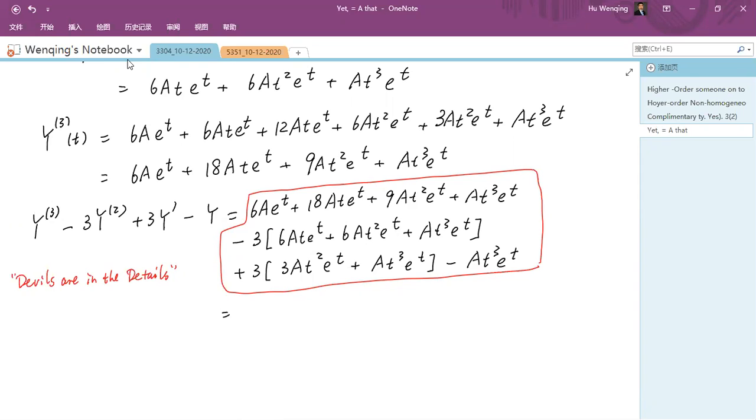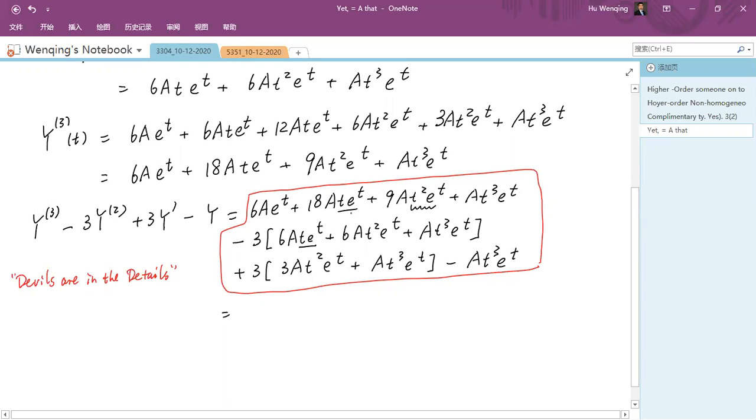Well, the key here is to group. So how do you group? Before you group, you have to observe what types of terms are there. For example, you have this t e^t term, and then you have the t, so you can collect with respect to the orders of t. So for example, you have the t squared e^t term.